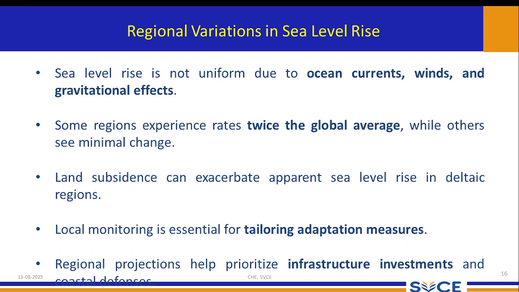Regional variation in sea level rise. Sea level rise is not uniform due to ocean currents, winds, and gravitational effects. Some regions experience rates twice the global average, while others see minimal change. The regional variation in sea level is not evenly distributed throughout the globe. That's what they mean: as the temperature is not evenly increasing throughout the globe but on average it has increased, here also on average the sea level has increased, but it's not even for all the regions.